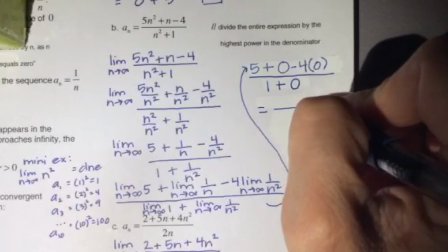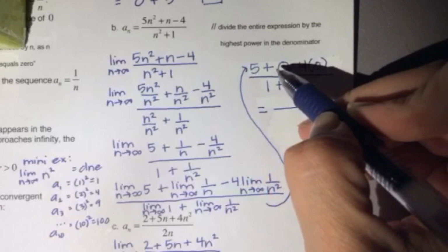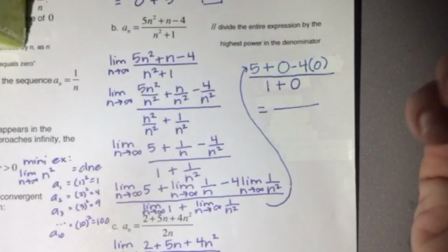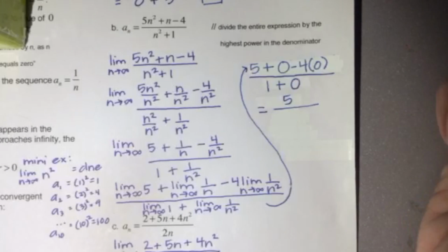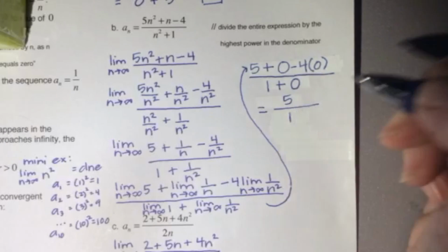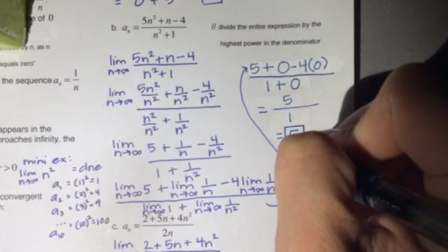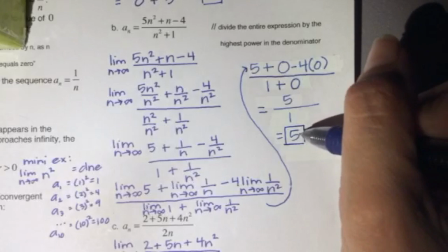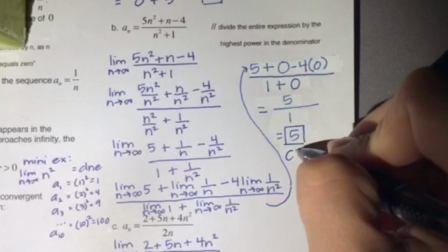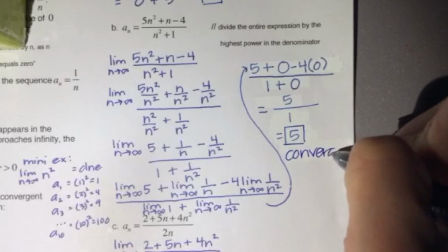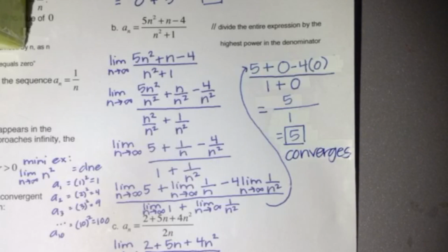So from that point, we can just do our math. 5 plus 0 minus 4 times 0 is going to all be 5. 1 plus 0 is 1. 5 divided by 1 is 5. So because this has a limit, it has a number of 5, this sequence will converge.